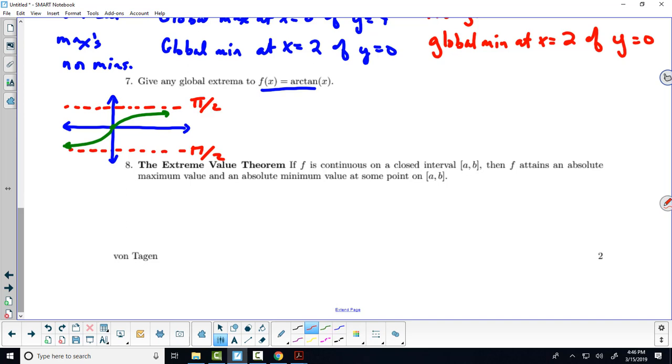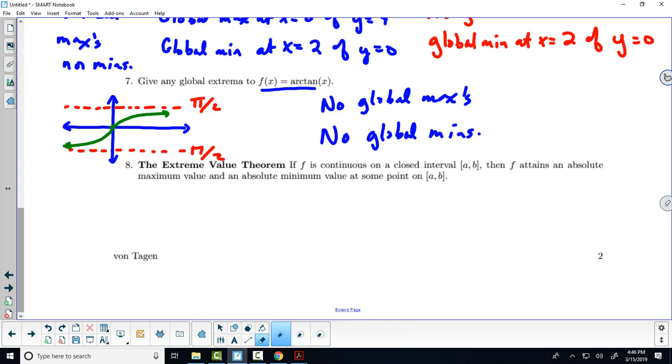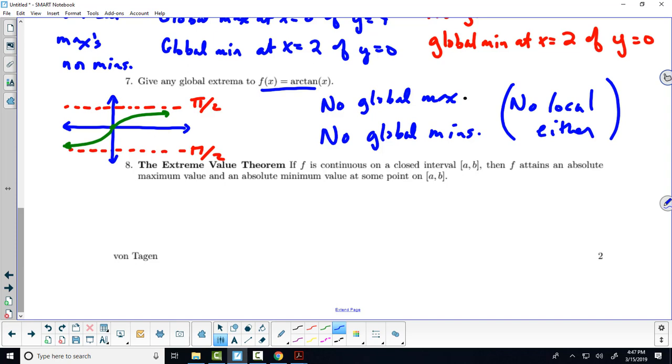And so here we see that there are no global maxes and there are no global mins. There are also no local ones, so let's just add that. But we weren't asked to find whether there were any local extrema. We were only asked for global extrema here.